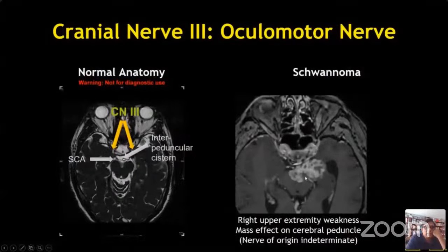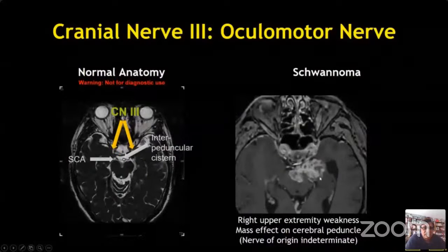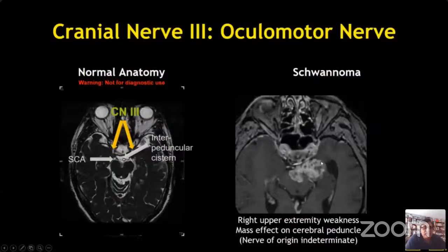Now let's look at a lesion, and I'm going to show you most of the lesions as schwannomas, because one, it outlines the cranial nerve, and two, because we do not have all the time in the world to show all the pathologies of different cranial nerves. But let's look at the schwannoma of the third cranial nerve. This is a patient who presented with right upper extremity weakness and mass effect on the cerebral peduncles. The nerve's origin is indeterminate, but if you look at the position getting into the interpeduncular system and the medial surface of the middle cranial fossa, this is bound to be a third cranial nerve schwannoma.